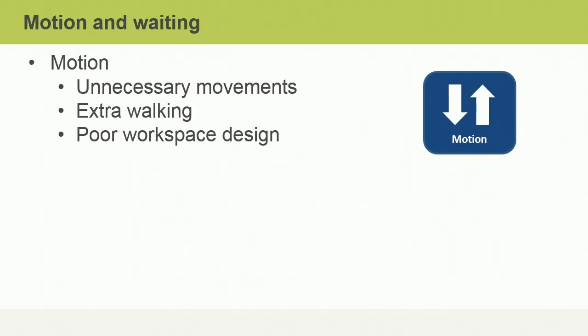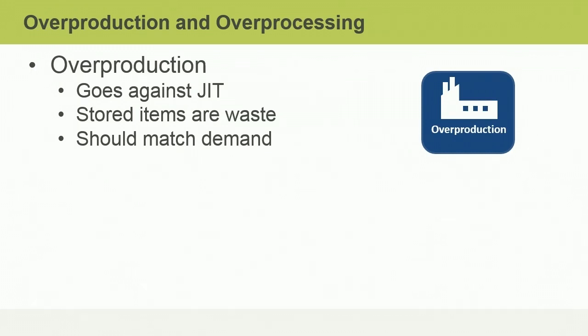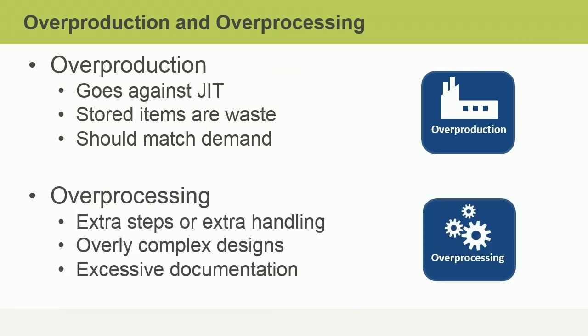Motion waste consists of unnecessary movements such as extra walking. This is typically a result of poor workspace design. Waiting waste is time spent waiting for a process to finish before the next one can start. Poor staffing and scheduling issues can also contribute to waiting as a form of waste. Overproduction goes against just-in-time or JIT processing. Production should match demand. If you produce too many components and then have to store them, they don't add value.